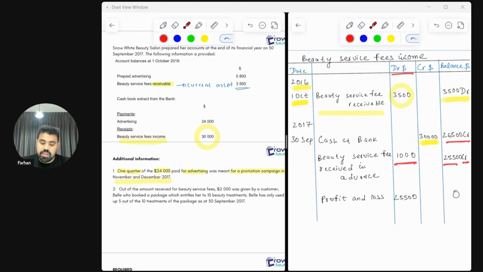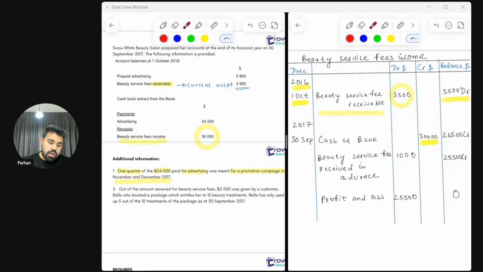Okay. And lastly, we have to close this account at 30 September 2017 because all expense and income accounts are temporary under the matching or accrual basis concept. So what we have to do is transfer this 25,500 to the profit and loss statement. And the way we transfer this is by recording a debit of $25,500, which relates to the transfer of the closing of this beauty service fees income account. And altogether, that leaves us with a net balance of 0, which is what we should always get whenever you're preparing an expense and income account to get full marks in the exam.